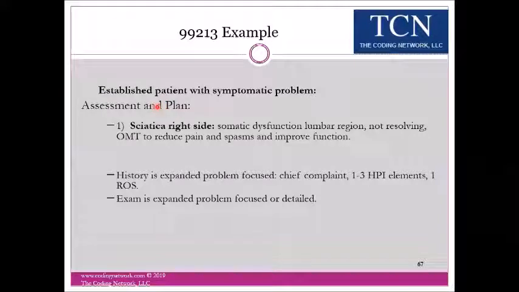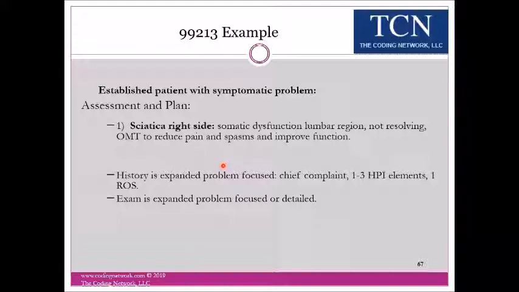So your assessment and plan for this patient, they have this symptomatic problem still going on. Okay, the sciatica on the right side, so it's not resolving, that's been stated, and you've decided you needed to do the OMT. Well, one problem that's not considered stable or not resolving is your typical example of a 99213. But then you want to make sure that either your history or your exam, one or the other, is supporting at least expanded problem focus.